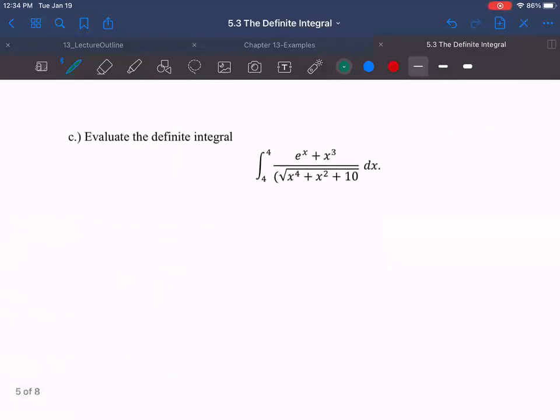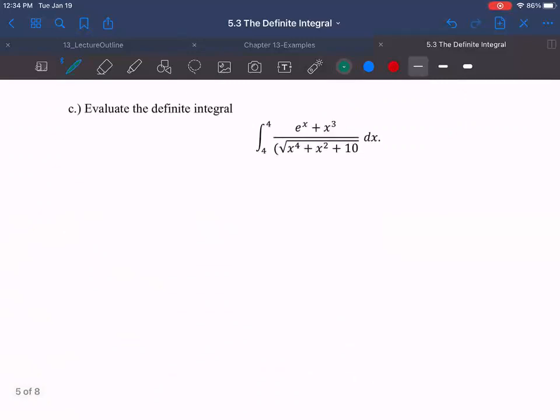Now, let's take a look at C. Evaluate this definite integral here. I'm going to let you try this one. And I want you to do it, I believe, with rule A. Go ahead, give it a try. We got it already? I can tell a lot of you are already writing way too much.